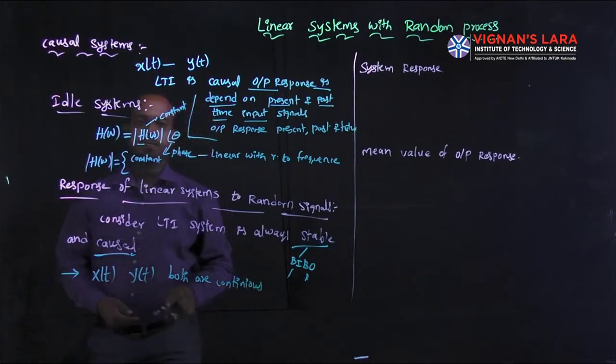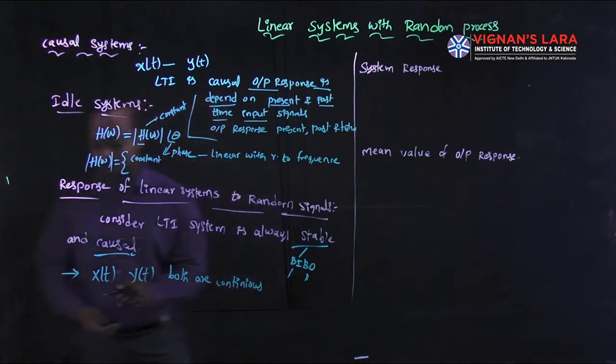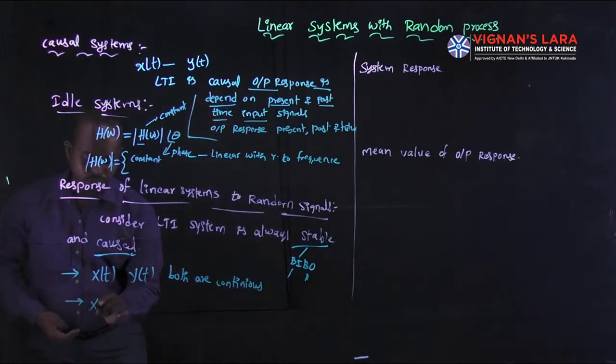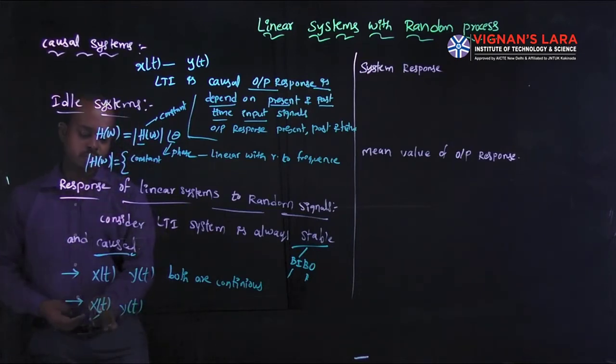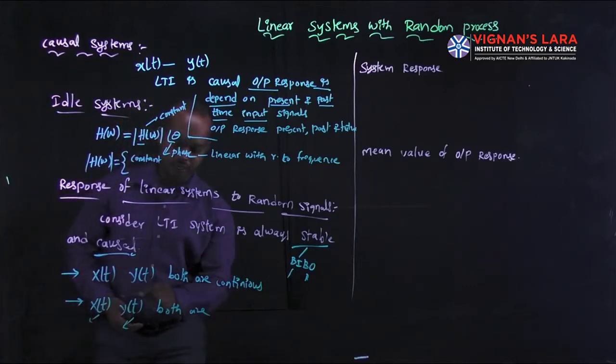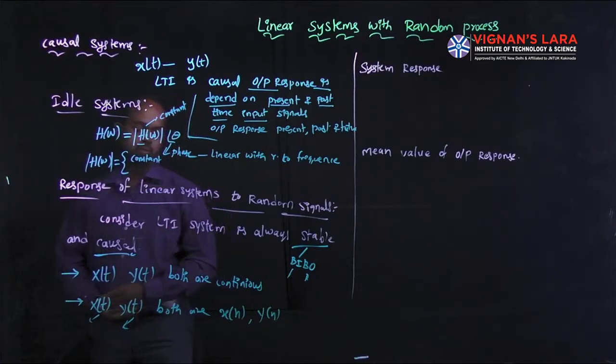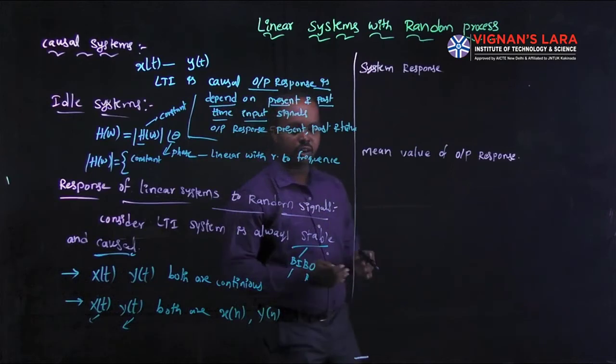You can say that the system is a continuous time system. Suppose you consider x of t and y of t. X of t is an input and y of t is an output. Both are discrete. In case of discrete, we represent this with a small n: x of n and y of n. The system we can call a discrete time system. But here we can define the nature.